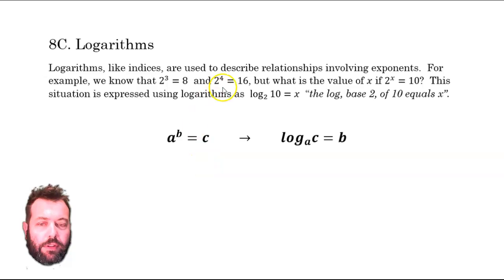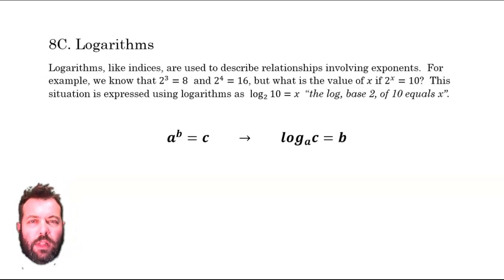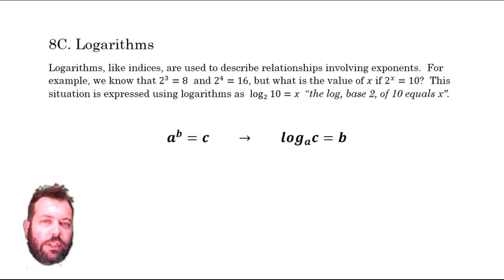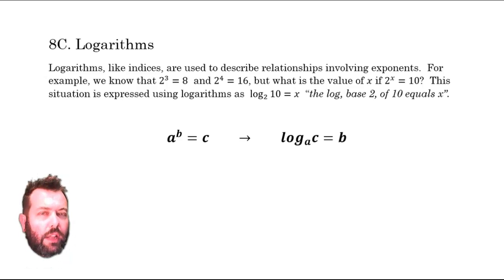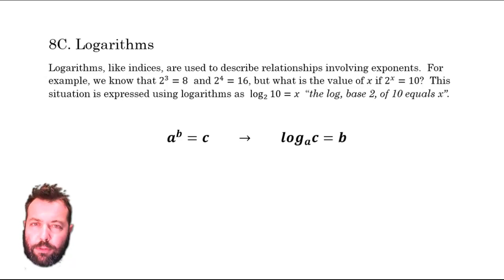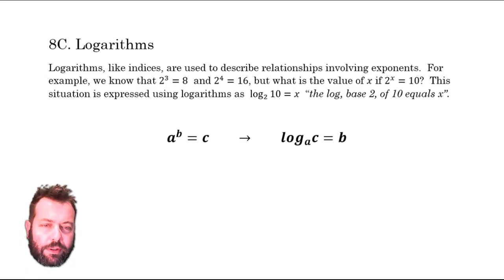Now, there's an example here in the notes. 2 to the power of 3: a base of 2, an exponent, power of 3, equals 8. We know that. 2 to the power of 4 equals 16. But that should suggest that 2 to the power of something equals 10. It's got to be some number between 3 and 4. But what is it?